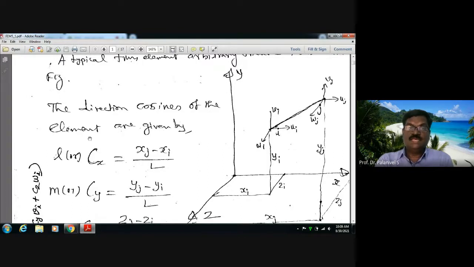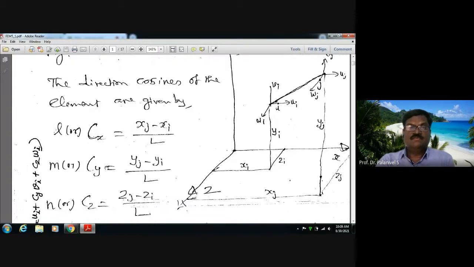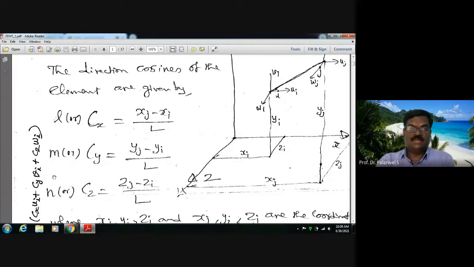Please see here, to represent direction cosine we are using the notation C suffix x. You will be comfortable if you use L, M, N. Direction cosine, L means with respect to x, M with respect to y axis, and direction cosine with respect to z axis is n. LMN is the easiest way of remembering.